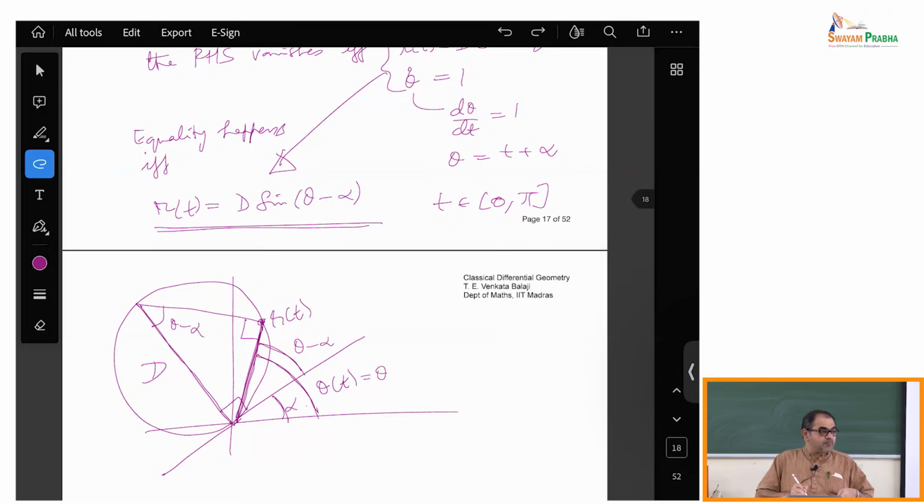Because it's the side opposite to the angle theta minus alpha in this right triangle, and the hypotenuse is d, the diameter. So this r of t is going to be d sine theta minus alpha, and therefore it is a circle. You see, the equality occurs only when the curve is a circle.